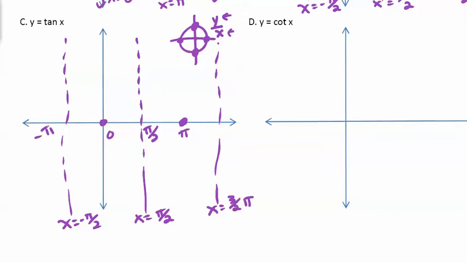So let's get our axis labeled here. And then how do we know about the rest of the shape of the graph? Well, let's think about tangent when we're in the first quadrant. We know that the tangent of pi over 4 is 1. And we know that the tangent, when we get to this place, the y coordinate is getting very large in comparison to the x coordinate.